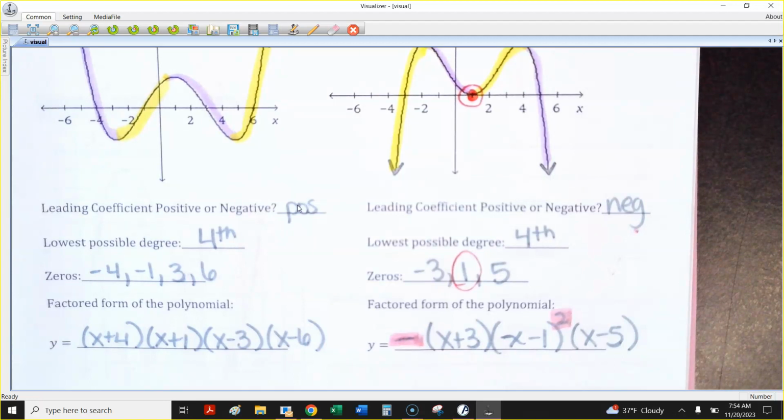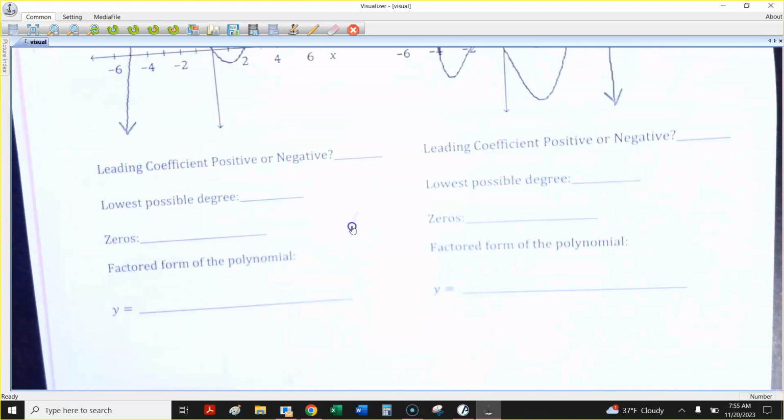Is anybody having a question? Okay. I got 2 more on the back and that's it.